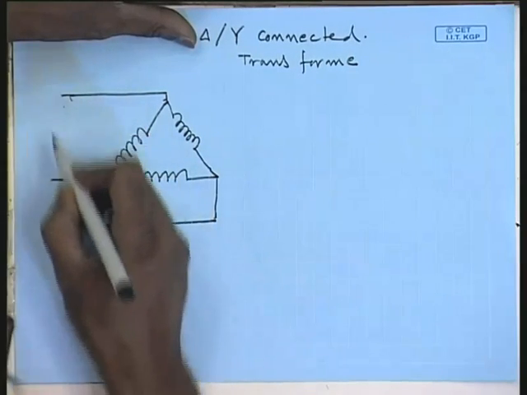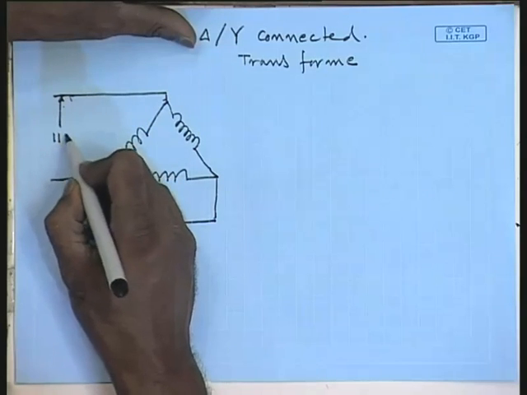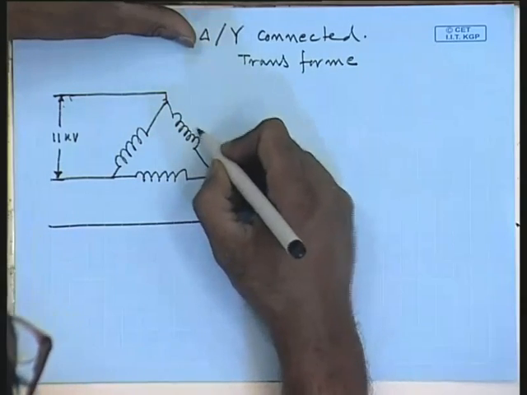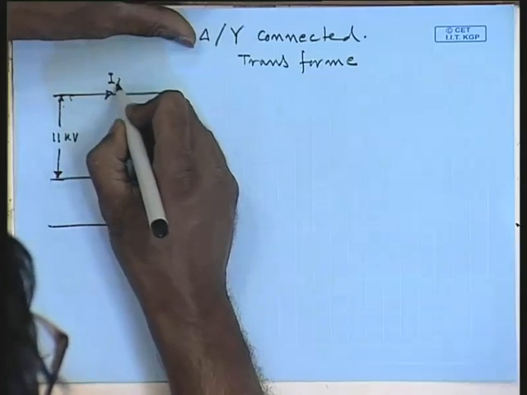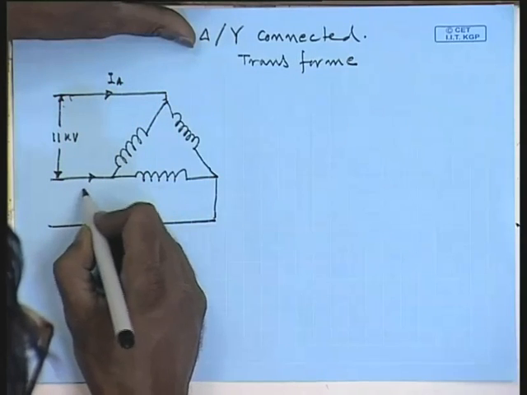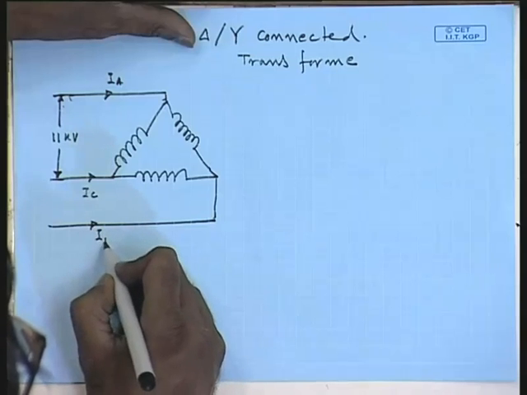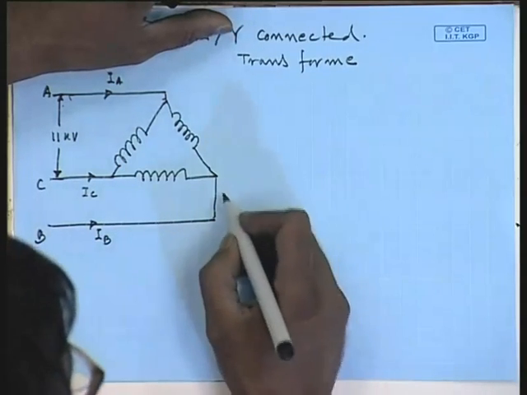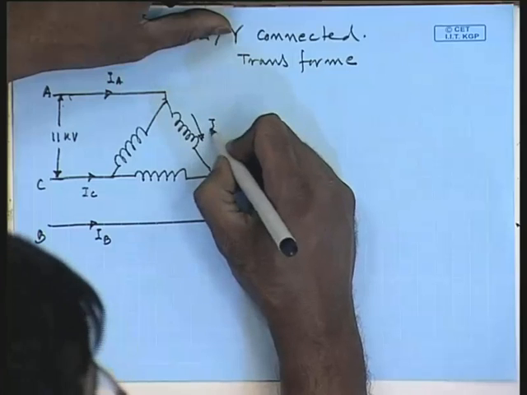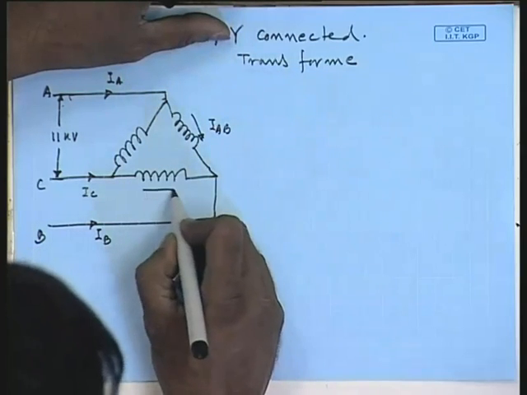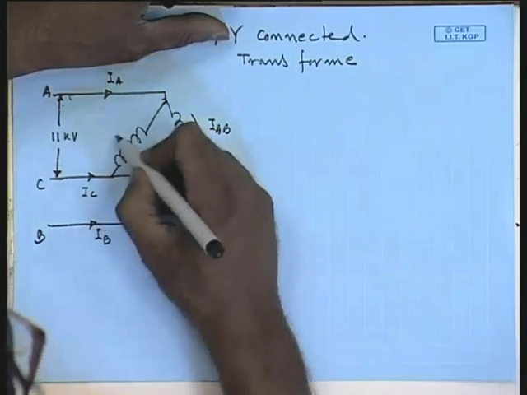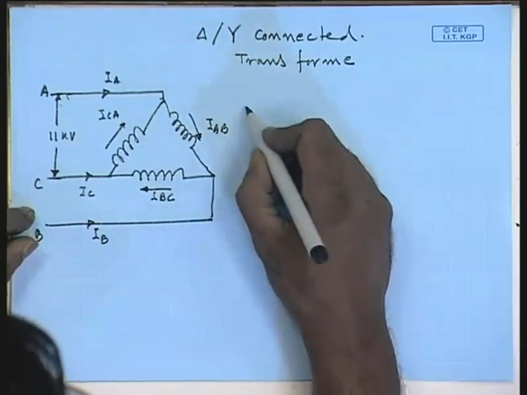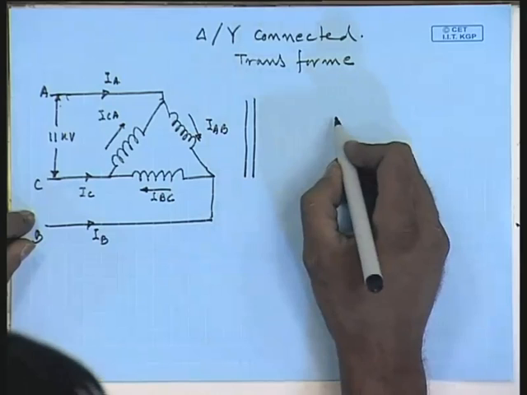So, here the applied line voltage is 11 kV, balanced line voltage. These are the line currents IA, IC and IB. These are the lines A, C and B. This winding current is IAB, this winding current is IBC and this winding current is ICA. The low voltage side is now star connected.